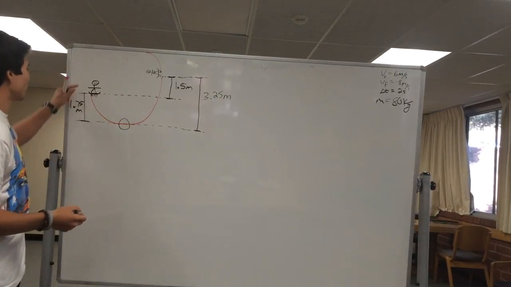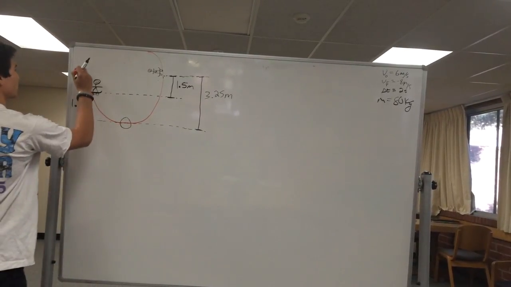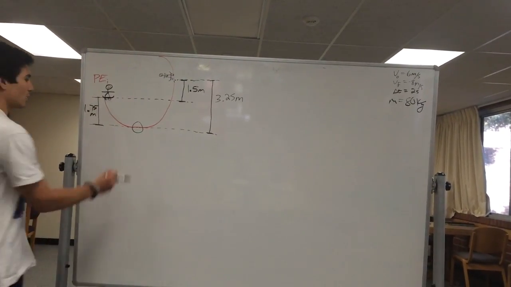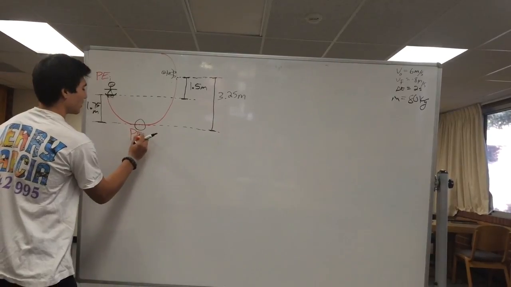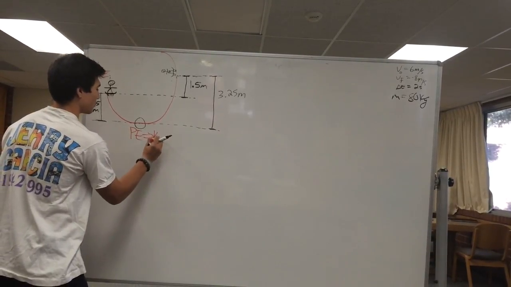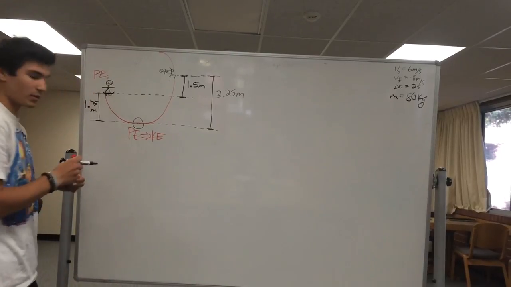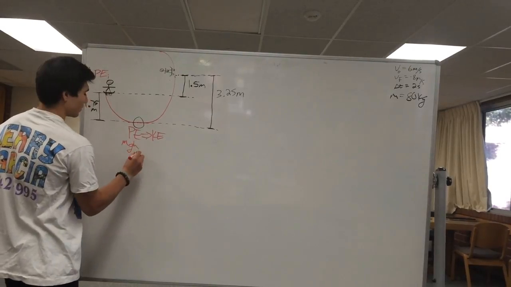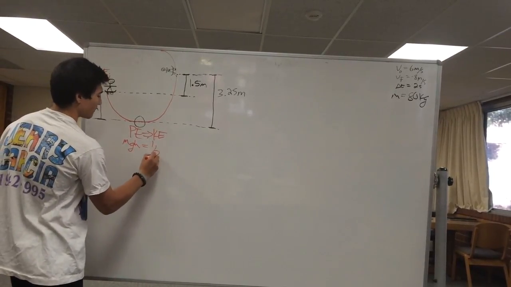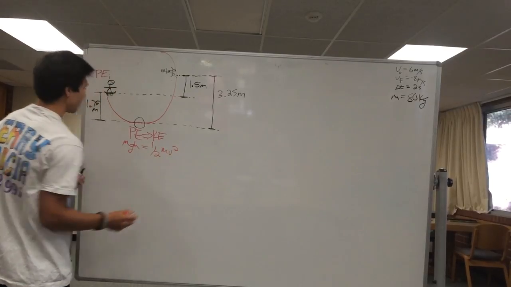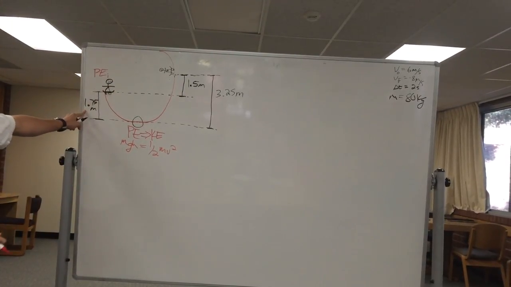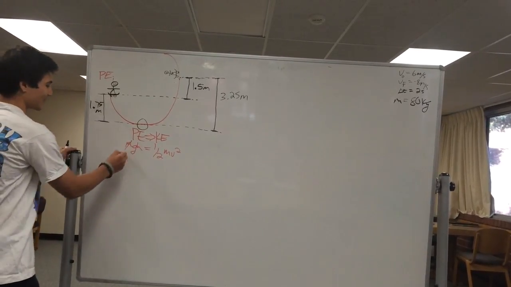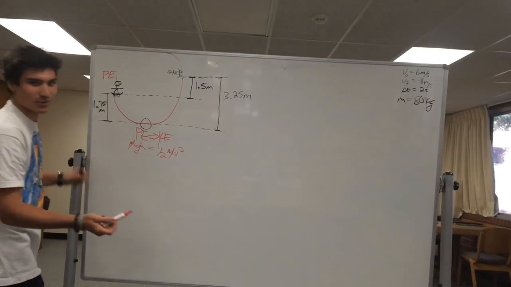So at this point is where all my potential energy from point 1, we'll call it potential energy initial, all this potential energy goes to kinetic energy, which we know is mgh equal to 1/2 mv squared. By the way, mass cancels because it's in both sides of the equation.